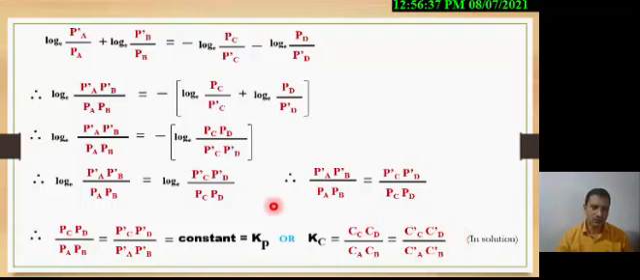And here we prove the law of mass action: the rate of a chemical reaction is proportional to the product of the active masses of the reacting substances at that moment. Kp is the equilibrium constant, and Kc is also an equilibrium constant in the case of a solution. Okay, thank you.